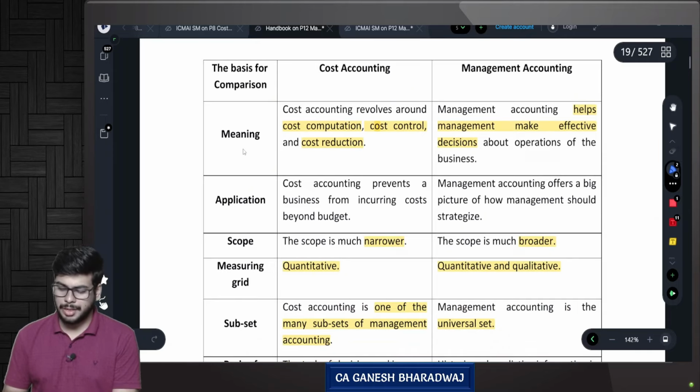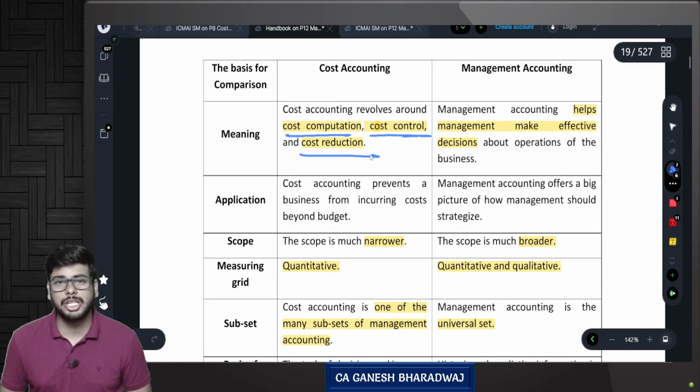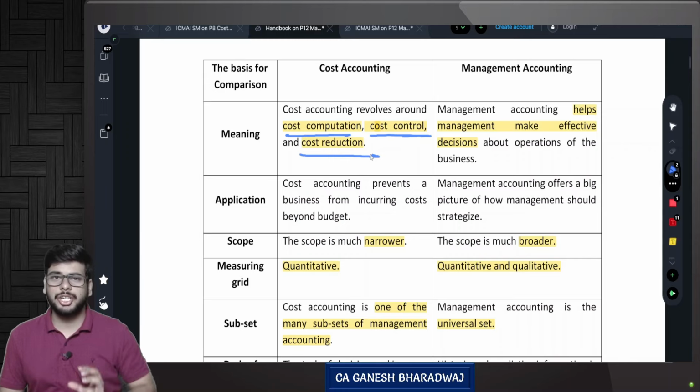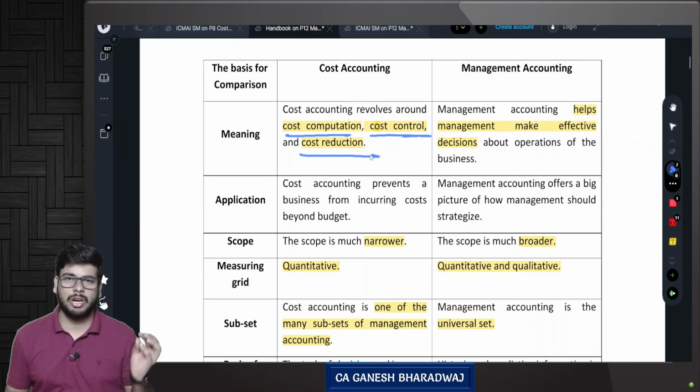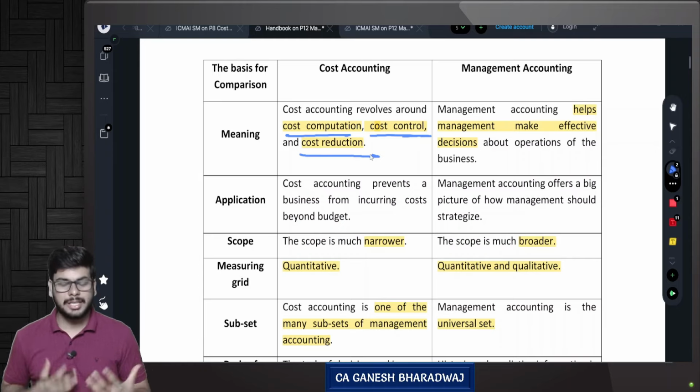Meaning of cost accounting. Cost accounting revolves around cost computation, cost control, cost reduction. There's something called a cost sheet that you prepare. In that cost sheet, you will find out the cost per unit, total cost, the selling price per unit, so total sales value. The difference between sales and cost is going to be the profit. So all these things you just find out.